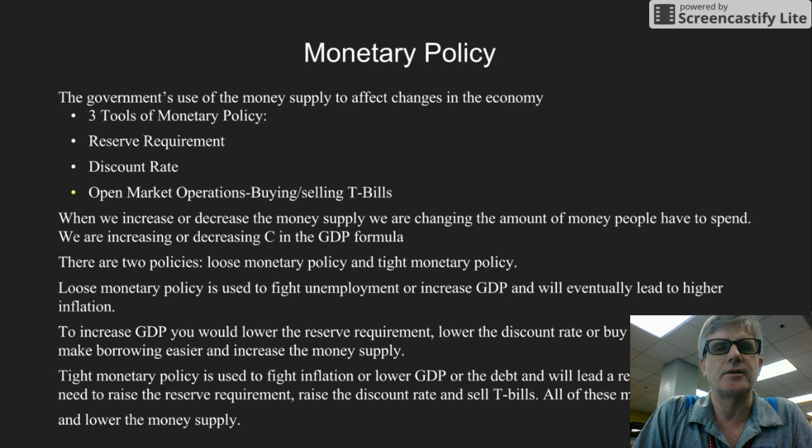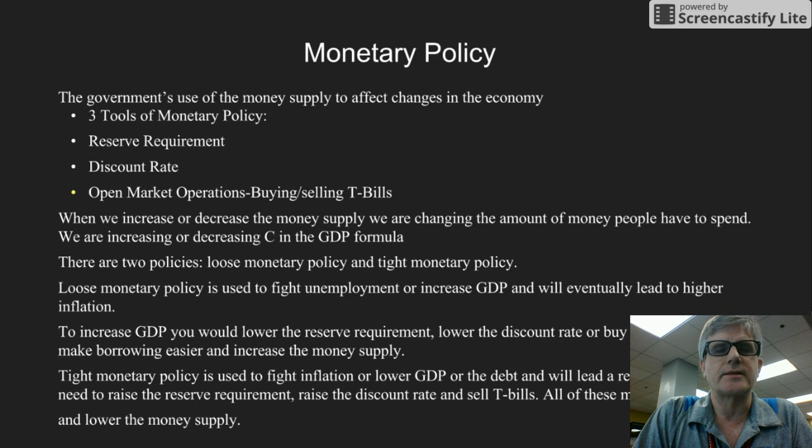And what we're trying to do is change the money supply and actually make people borrow more money or borrow less money. And if people have more money to borrow or less money to borrow, then they can spend more or less money. So the idea is basically if you give somebody a credit card, they're going to spend money at the store. If you're going to give people a car loan, they're going to buy the car. If you're going to give them less loans and less credit, they're going to buy less things, so they'll affect the economy. So when we increase or decrease the money supply, we're changing the amount of money people have to spend, and we're increasing or decreasing C in the GDP formula.